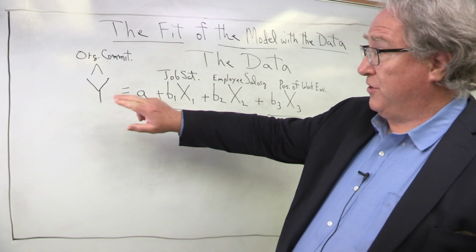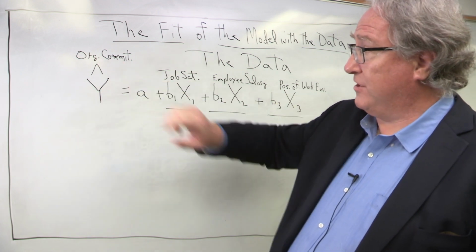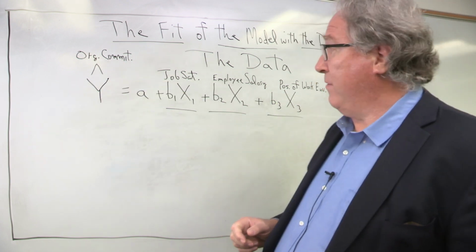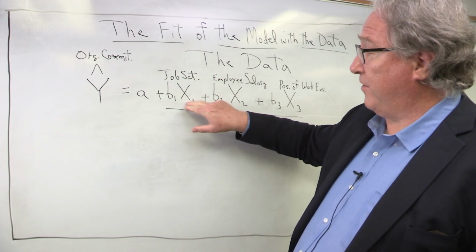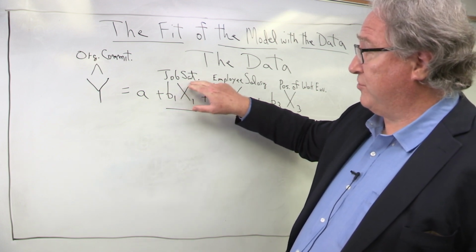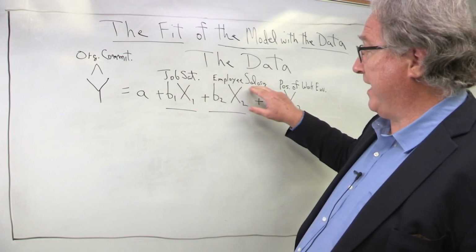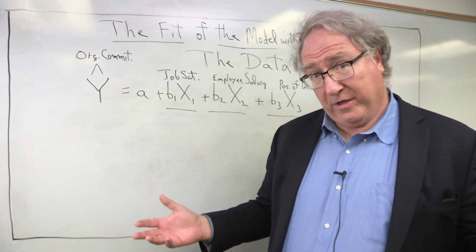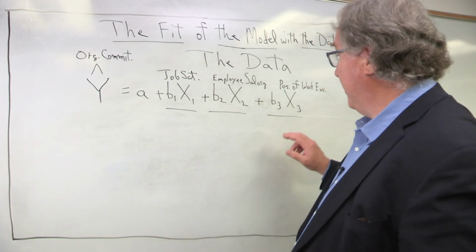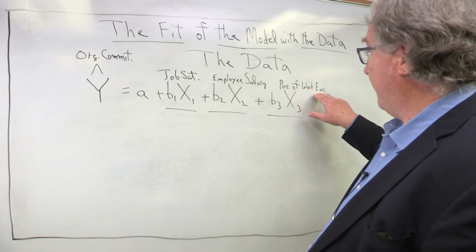So we'd have a measure of the outcome variable, y hat, which in this case is organizational commitment. We would also have a measure of each of our predictor variables, so a measure of job satisfaction, a measure of employee salary, so we would ask someone what their employee salary was, basically, and a measure of our third predictor variable, positiveness of work environment.